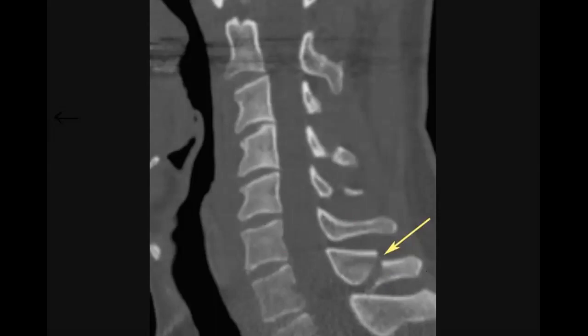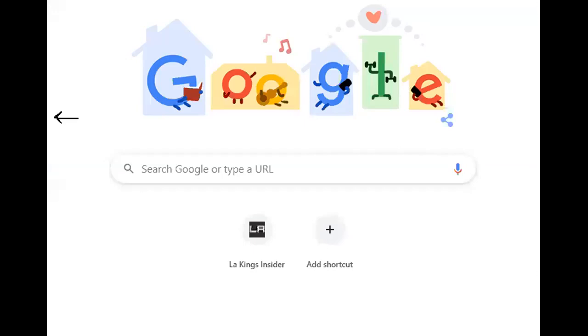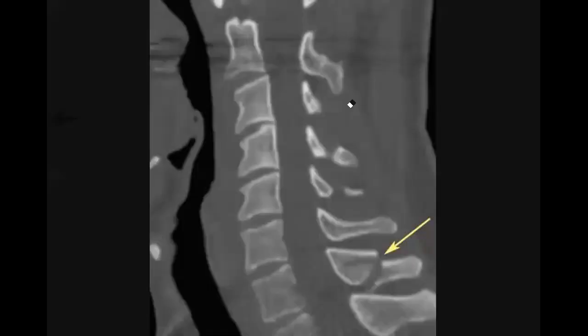Okay, let's look at the next one. And that looks like it's it. So there's just an example of some fractures that can happen in the cervical spine.